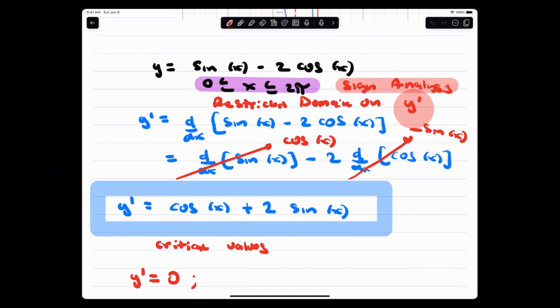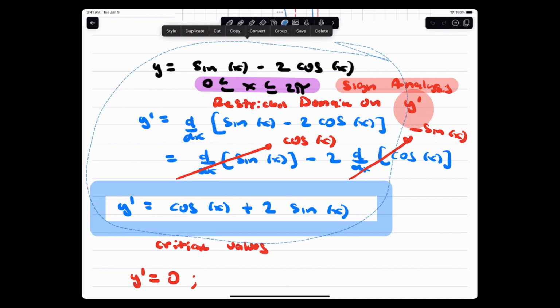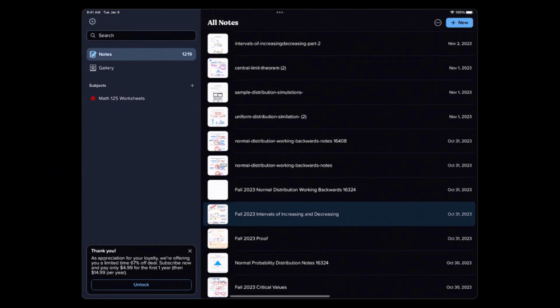Y equals sine minus 2 cosine, restricted domain 0 to 2 pi, and then y prime is cosine plus 2 sine. You want to try that one? Let's try that one. But I'm going to need to bring this in. Copy. So let's go back to concavity.